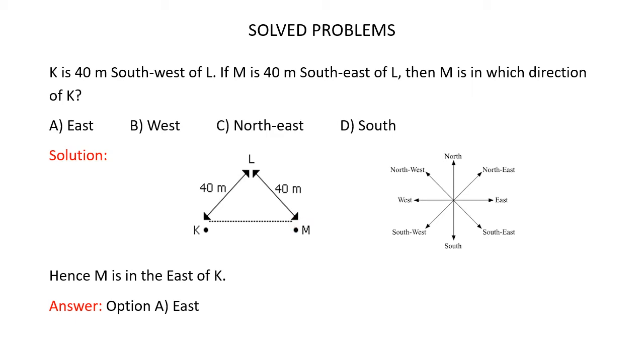We are asked to find in which direction is M with respect to K. From the diagram, it's clear that M is in the east of K. So the correct answer is option A, east.